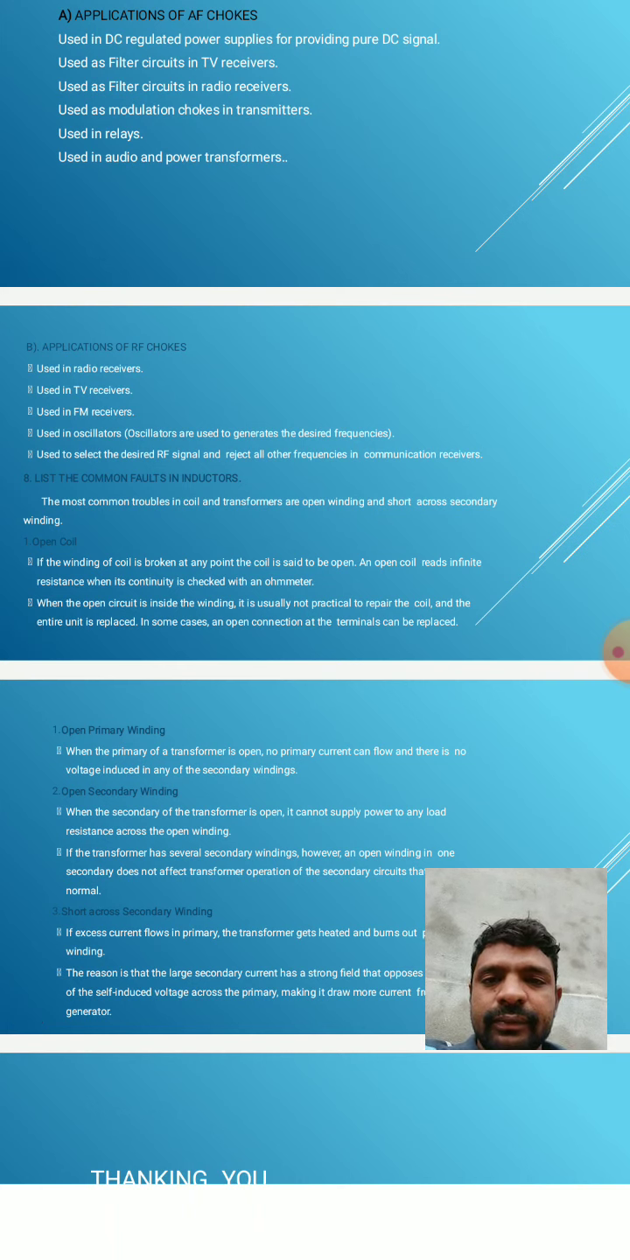Applications of RF chokes, radio frequency chokes. These are used in radio receivers, TV receivers, and FM receivers. These are used in oscillators. Oscillators are used to generate the desired frequencies. These are used to select the desired RF signal and reject all other frequencies in a communication receiver, just like we use in filters. These are the applications of AF and RF chokes.